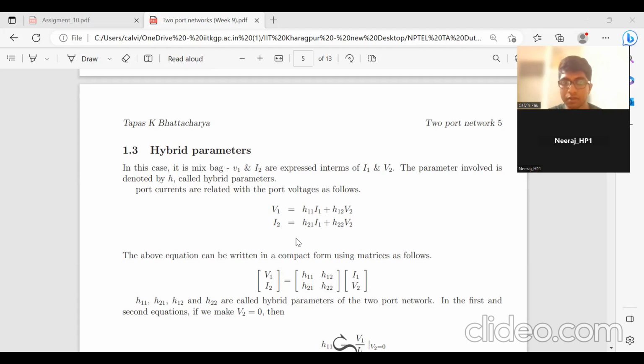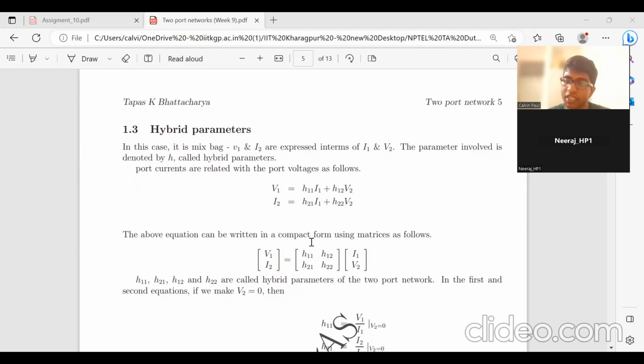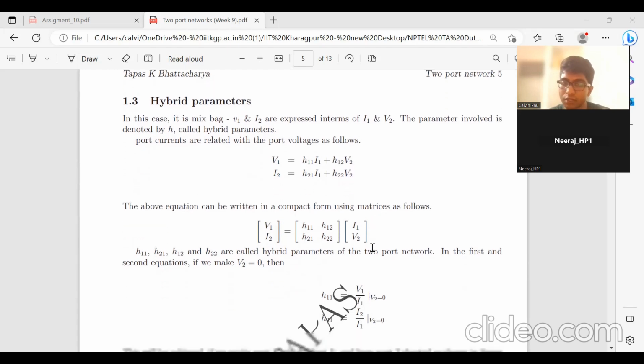All right. Now, here also we write it in matrix form. V1 upon I2 is equal to H11, H12, H21, H22 into I1 into V2.